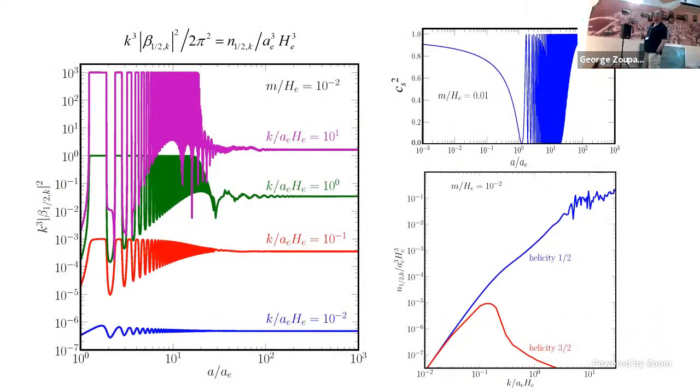And this is shown here for the case of m over H of 10 to the minus 2. I show what the sound speed is there and what the integrated number density would be as a function of k. And this shows the evolution on the left-hand side. And you see, as soon as the sound speed vanishes, you can create particles of larger and larger momentum modes with no penalty.